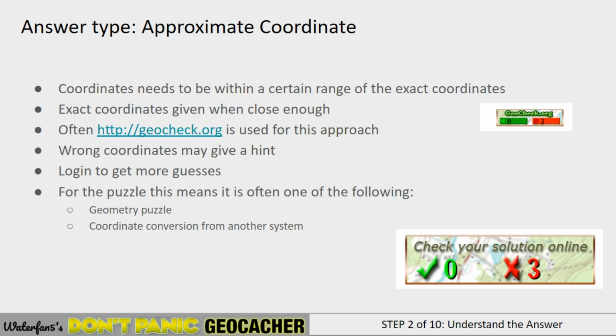So if you see a checker that supports this and it tells you that you're looking for approximate coordinates, the puzzle might often be a geometry type puzzle, or a guessing puzzle for the location, where you have to pick out something on a map, or maybe do a conversion from another coordinate system, as the coordinate system may not always be one that is used by geocaching or by GPS systems.